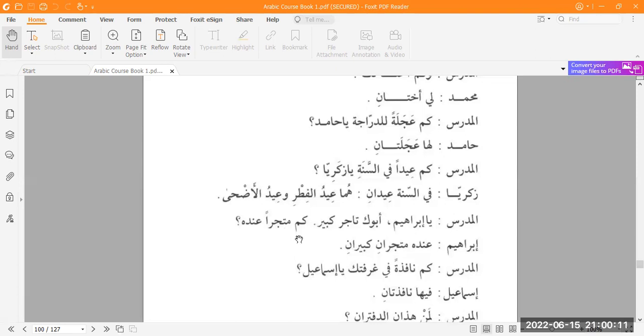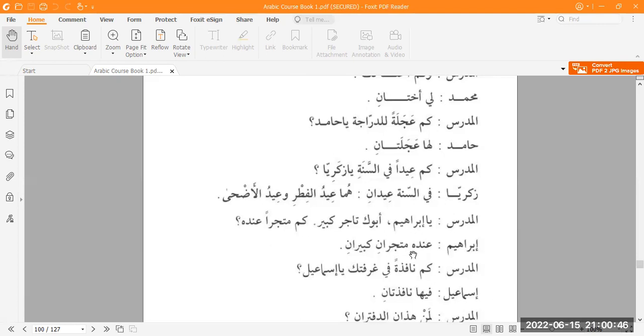So kam matjaran indahu. You may be thinking lahu, but here you use the word inda. Remember, li and lahu, laha, etc. are used when referring to body parts and stuff of the sort. While it is acceptable, you can see here, how many stores are there by him? Because it's not in his possession, as in something you put in your pocket. But anyway, nonetheless, kam matjaran indahu, how many shops does he have?